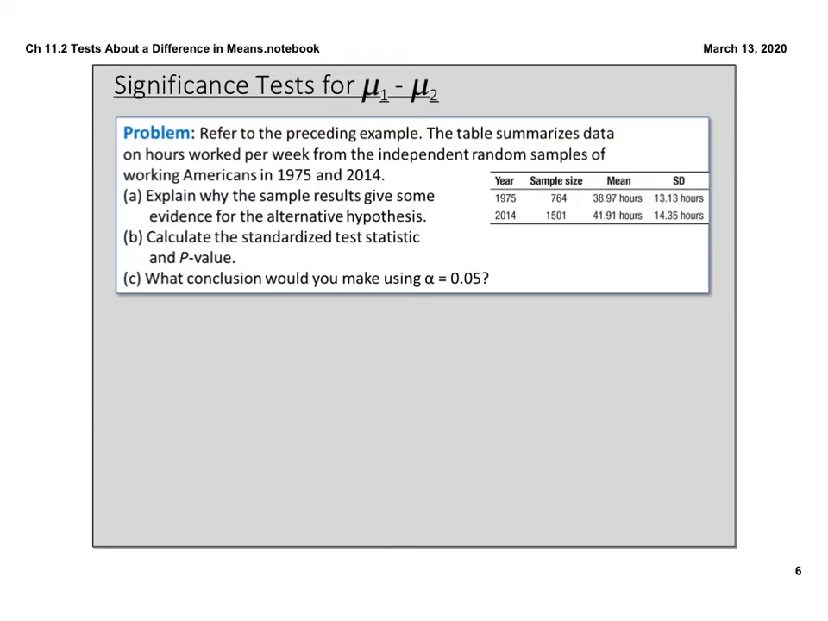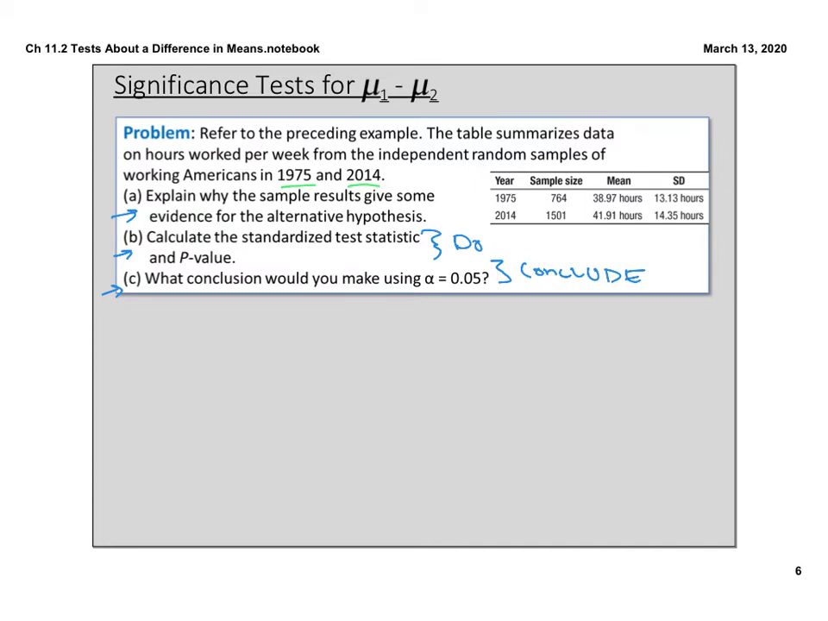Okay, so now let's actually look into some of these things. It says refer to the preceding example. The table summarizes the data on hours worked from independent random samples of working Americans in 1975 and 2014. In A, explain why the results give some evidence for an alternative hypothesis. Why test? That's what they're asking. Then in B, calculate the test statistic. And then in C, what conclusion would you make? So this is like your do statement, and this is like your conclude statement. We already did the state and the plan. We didn't state the test necessarily, but we checked the conditions.